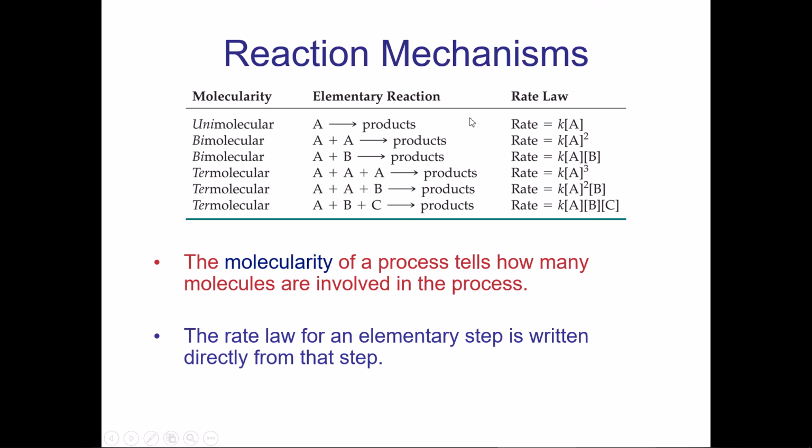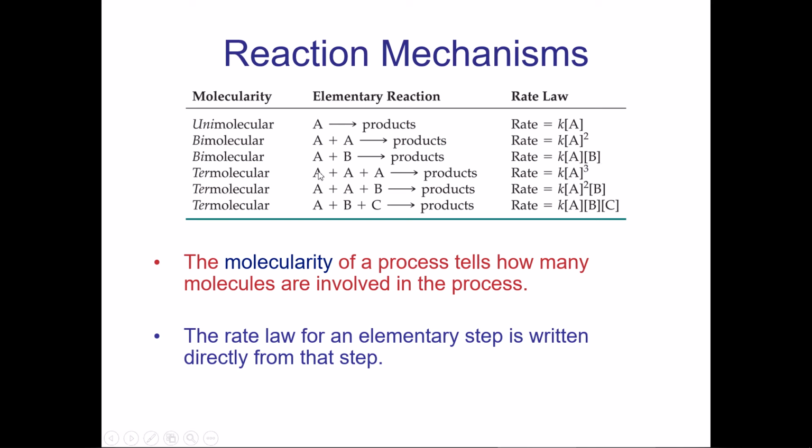When we know whether we have unimolecular, bimolecular, or termolecular processes, we can then write the rate law. And the rate law is written as rate is equal to rate constant times the concentration of whatever molecule we have in the step. So if it's unimolecular, it's just the concentration of that molecule. If I have to have a collision between two molecules, then I have to multiply those two concentrations together. So this would be A squared if I'm having two molecules of A, or A times B if I have two different molecules.